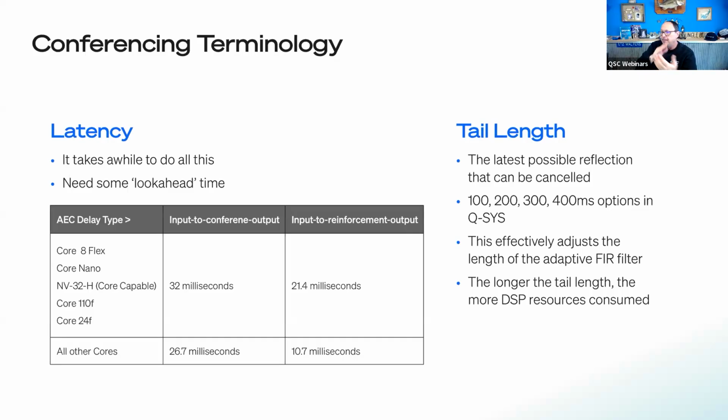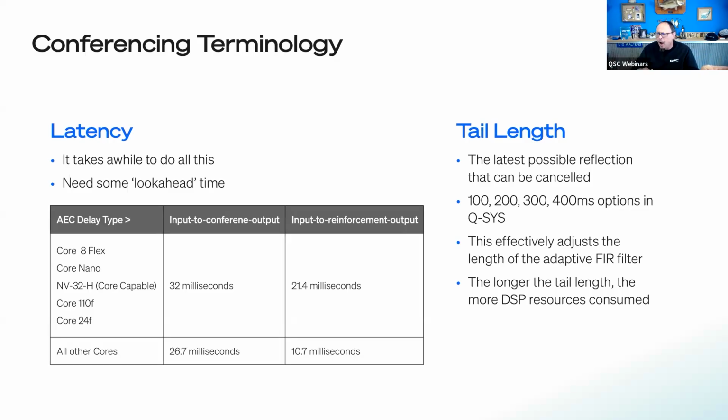So if you're going from the input of the AEC to just the conferencing output, there's about 32 milliseconds on the Core 8 Flex. I just had marketing redo this. Go to the help file and double check this, because I feel like those numbers are backwards, but I could be wrong. I feel like it's 32 milliseconds for when you go through the reinforcement. No, I think this is right, because the reinforcement outputs actually have everything except the last nonlinear piece of processing. So anyways, it takes about 32 milliseconds for input to conference output.